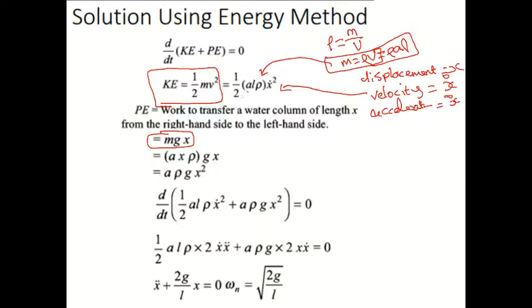So kinetic energy equals half a L rho x dot square. Similarly, potential energy equals, instead of m, write a x rho. So you are getting this. Now put everything here. Now we have to differentiate. If you differentiate x dot square, you will get 2x dot into x double dot. Similarly, if you differentiate x square, you will get 2x into x dot. That's what they have written here.